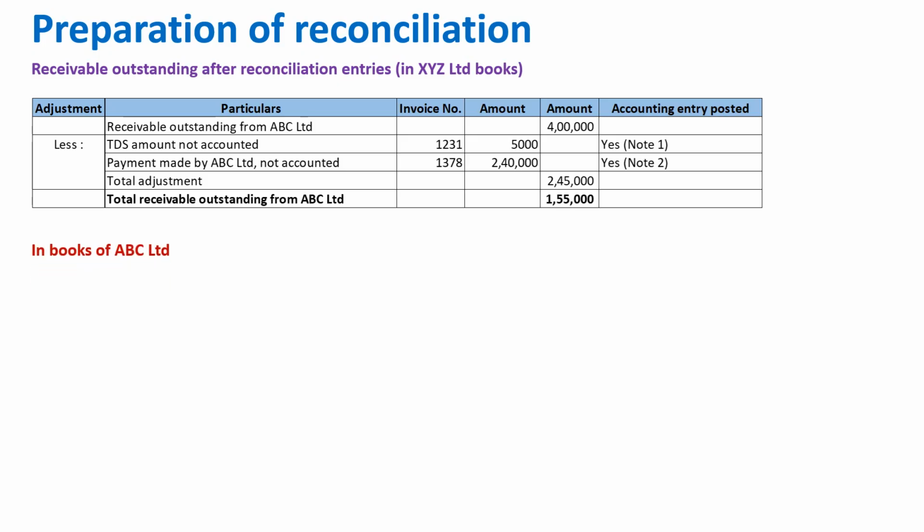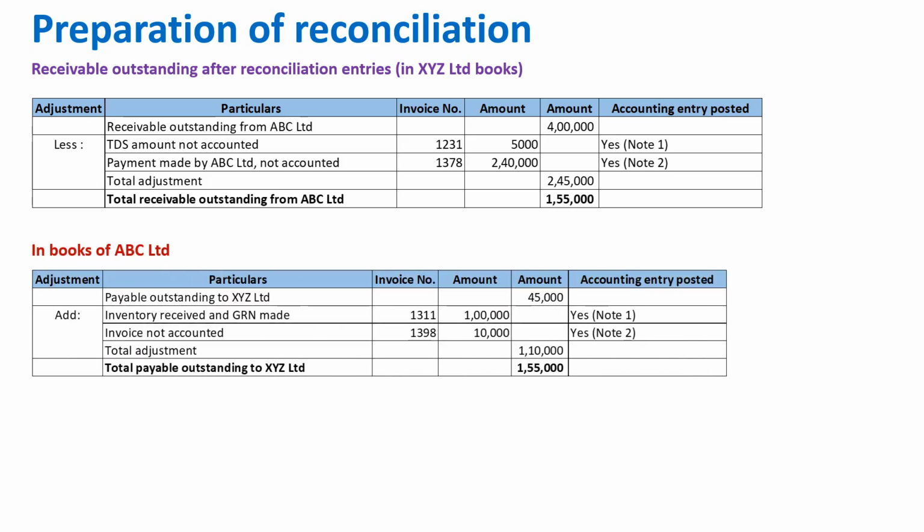Now, in the books of ABC, the amount showing is 1 lakh 55. In the books of XYZ Limited, the amount showing is 1 lakh 55. So this is how the reconciliation has to be prepared. For each line item, you have to justify whether you need to post the entry or the other entity needs to post the entry.